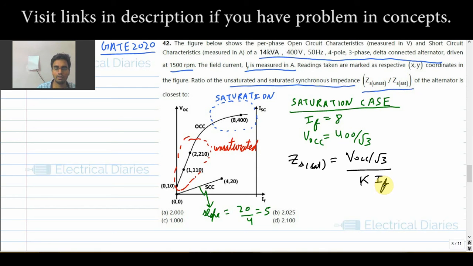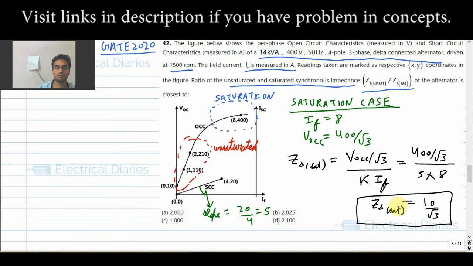the field current for the saturated region. And VOCC is already given to me, that open circuit voltage as 400 volts. So you just have to put the values, and your K is the slope, that is 5 into IF is 8. So it will come out to be 400 by root 3 divided by 40, which is 10 by root 3. So this is your ZS saturated. So one thing we have found out.